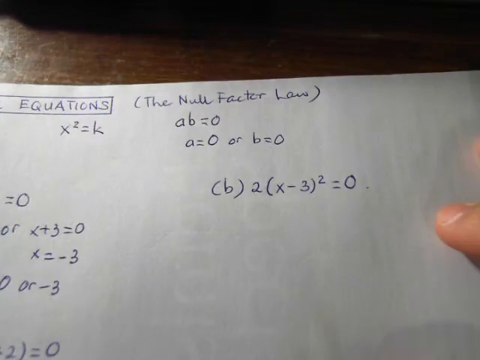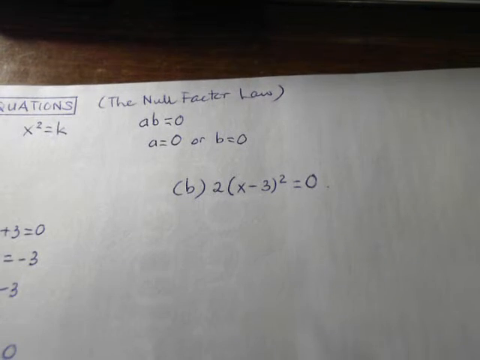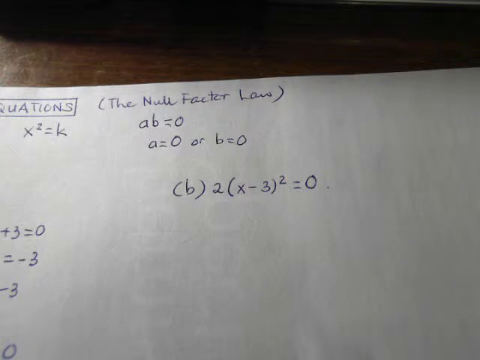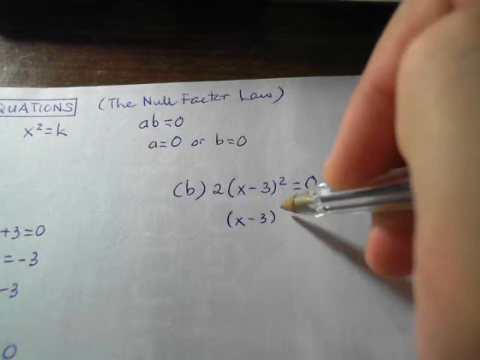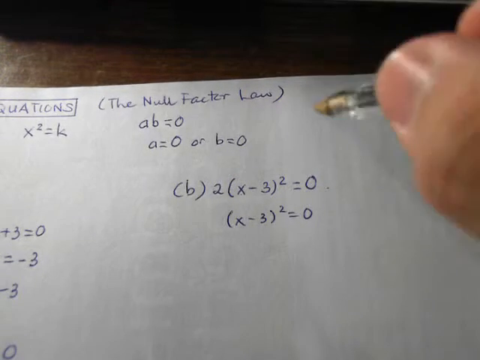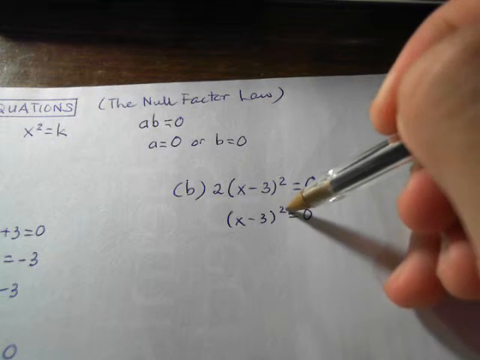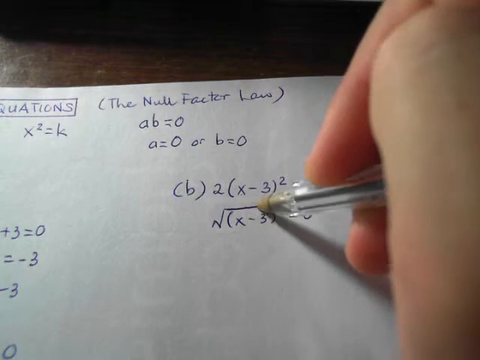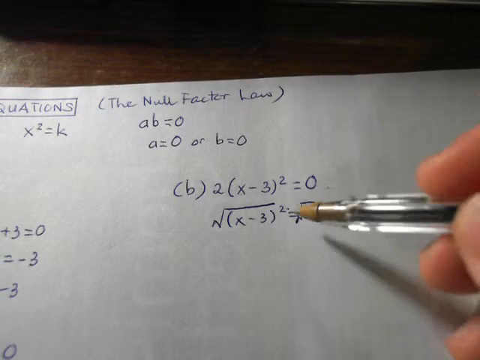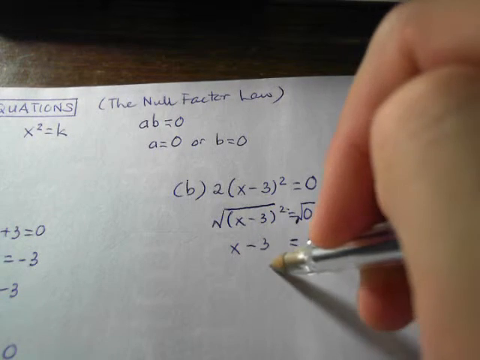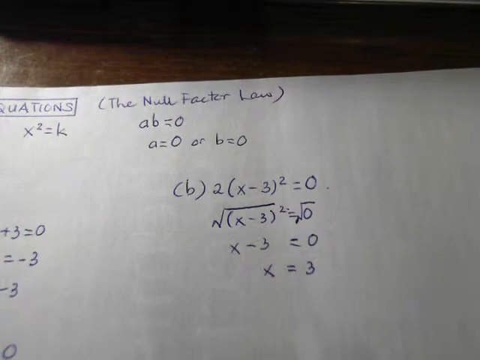Now moving on to part B. If you have 2 multiplied by (x minus 3) squared, all you need to do is get rid of the 2 on the other side, so it will become (x minus 3) squared equals 0. Because if we divide 0 by 2, it will definitely give you 0. We have seen the square form from the previous lesson, and in order to get rid of the square, we have to apply the square root. The square root of 0, no matter what number, you will still get a 0. So you're left with x minus 3, and therefore x will be equal to 3.